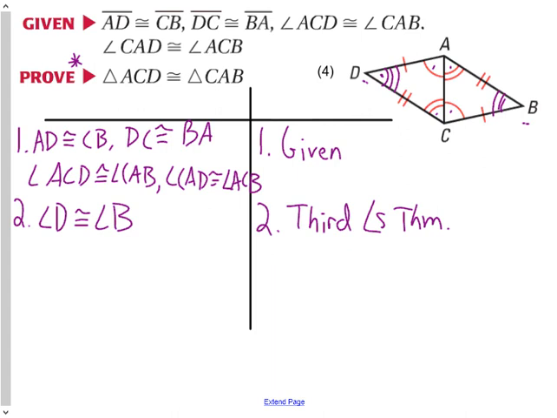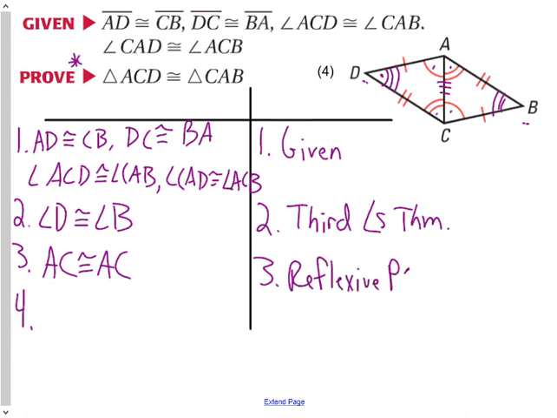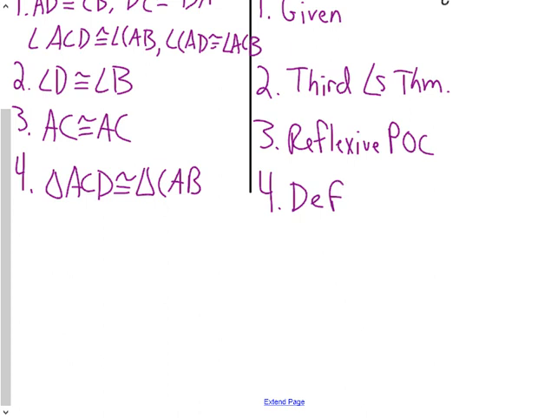Lastly, we've got all 3 angle pairs congruent. We're missing this side. AC congruent to itself is reflexive. Right? Something equals itself is reflexive. Now we've got 3 sides congruent and 3 angles congruent. So our triangles ACD and CAB are congruent by definition of congruent. It's really polygons, but you'd say congruent triangles. And that is that.